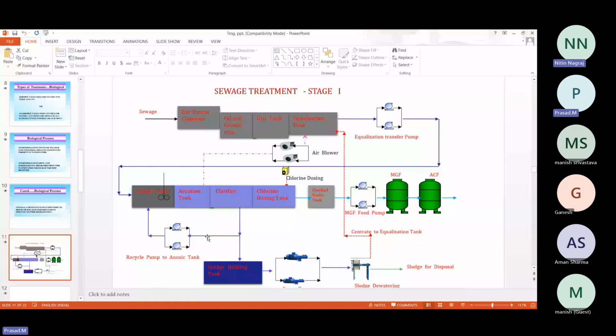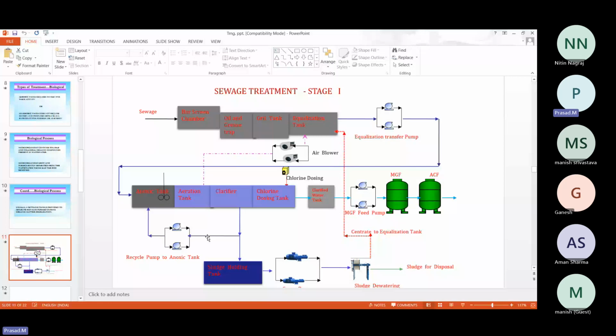Bacteria come along with the sewage; bacteria are present in the sewage itself. But we are multiplying that bacteria by providing oxygen and food to them. That food is nothing but BOD load or organic matter, and the bacteria will degrade that organic matter. Bacteria will grow, multiple bacteria will form, and then after a certain period of time, bacteria will die also. Means reproduction is there, and bacteria will die also. That's why we are wasting the sludge.